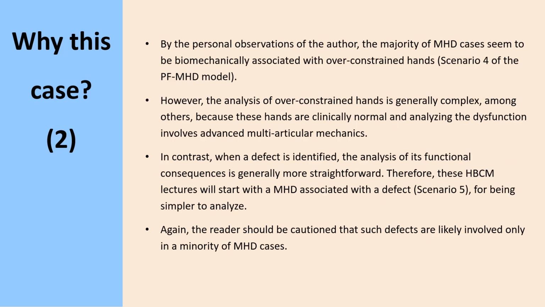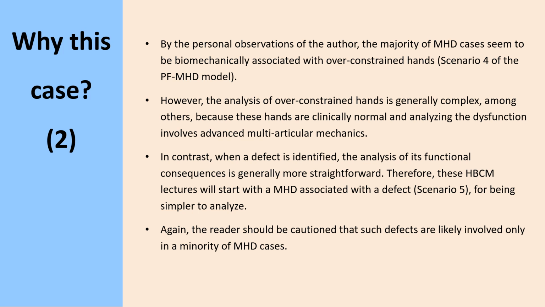By the personal observations of the author, most musicians' hand dystonia cases seem to be biomechanically associated with overconstrained hands, meaning scenario 4 of the peripheral factor model. However, the analysis of overconstrained hands is generally complex, among others, because these hands are clinically normal and analyzing the dysfunction involved advanced multi-articular mechanics. In contrast, when a defect is identified, the analysis of its functional consequences is generally more straightforward.